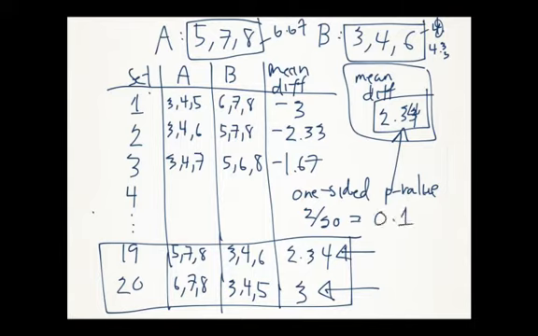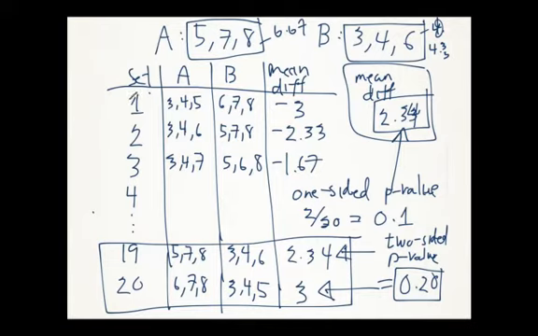Okay, and if we wanted to make this a two-sided p-value, we simply multiply by 2, so that the two-sided p-value is equal to 0.20. Okay, so you see how we did that.